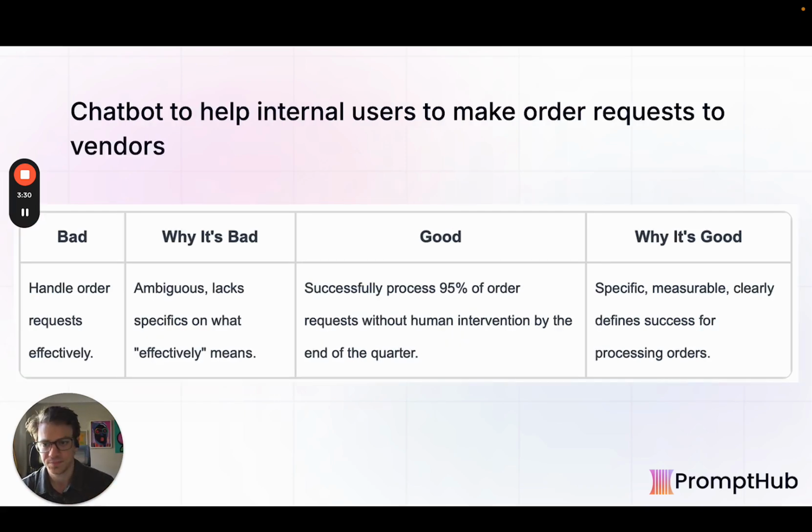and that should align with user value as well. Next up, let's say we're building a chatbot to help people in our company make order requests to vendors. A bad one would be handling order requests effectively. A better one would be, hey, let's successfully process 95% of the requests without having a human involved, by the end of the quarter. Again, specific, measurable, and quantifiable.